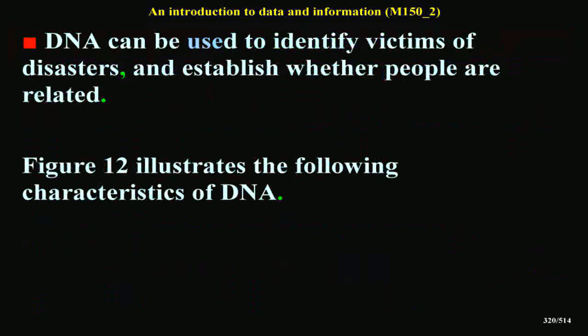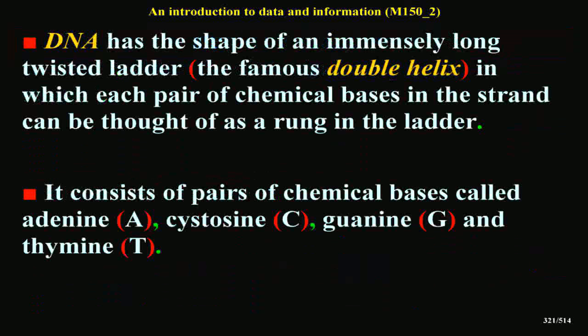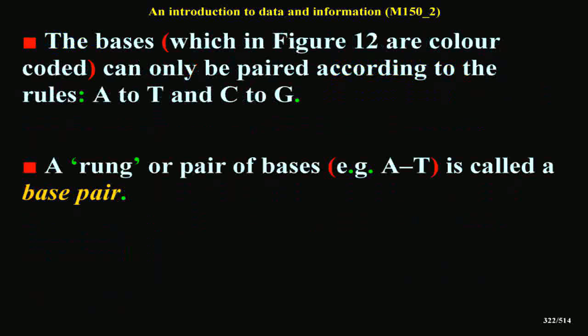Figure 12 illustrates the following characteristics of DNA. DNA has the shape of an immensely long twisted ladder, the famous double helix, in which each pair of chemical bases in the strand can be thought of as a rung in the ladder. It consists of pairs of chemical bases called adenine (A), cytosine (C), guanine (G), and thymine (T). The bases, which in figure 12 are color-coded, can only be paired according to the rules, A to T and C to G. A rung or pair of bases, e.g. AT, is called a base pair.